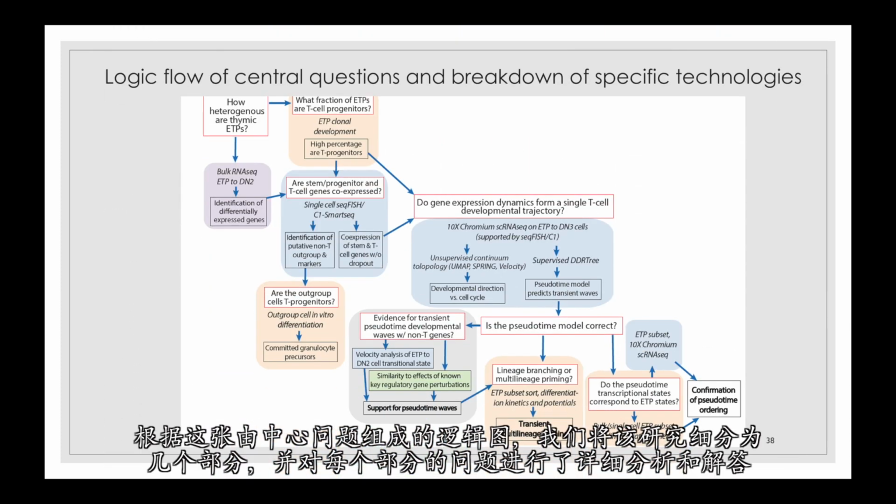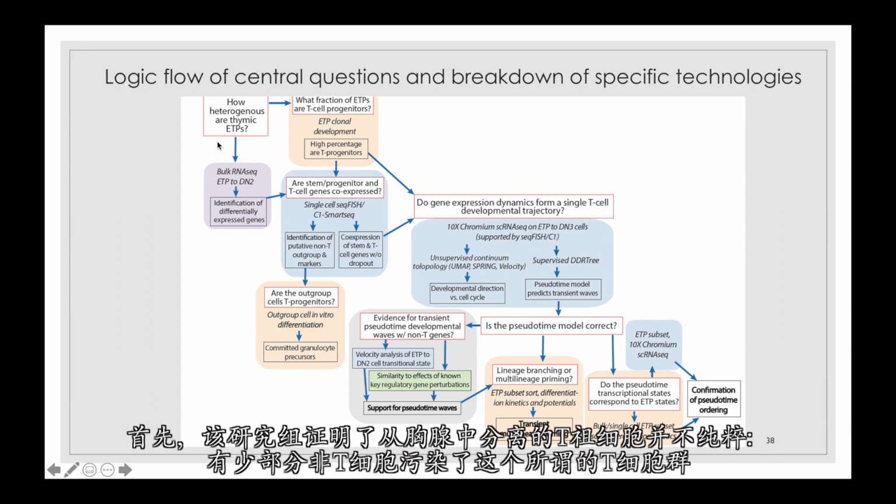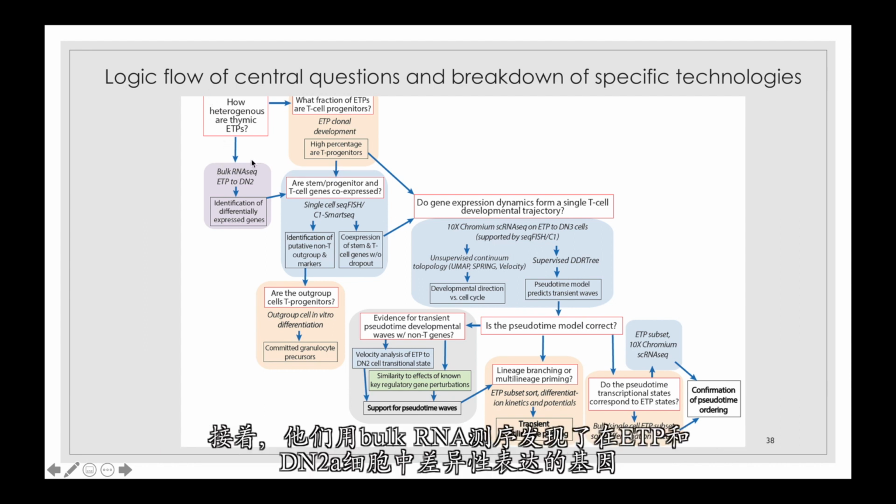Following the logic flow of the central questions, we successfully digested the complicated study into several steps and answered each question. So firstly, they answered the question that the ETP population isolated from the thymus is not that pure. There is some non-T cell lineage contamination in this so-called ETP population. And then they used bulk RNA sequencing to identify the differentially expressed genes between the ETP and the DN2.